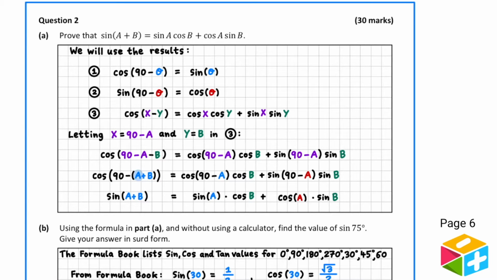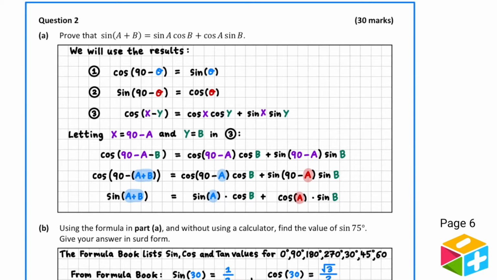Letting theta be equal to a plus b in statement 1, we see that cosine of 90 minus (a plus b) is equal to sine of a plus b. Letting theta be equal to a in statement 1, we see that cosine of 90 minus a is equal to sine of a. Letting theta be equal to a in statement 2, we get sine of 90 minus a being equal to cosine of a.